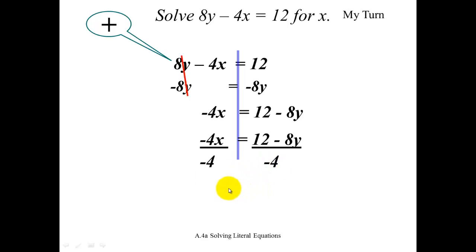Divide by negative 4 to both sides. This will cancel out. We'll get 12 minus 8y divided by negative 4. Again, we are going to separate our numerator. So 12 over negative 4, negative 8y over negative 4. Now 12 over negative 4 is negative 3. Negative 8y over negative 4 is equal to positive 2y. And then, using our commutative property, I can write this one as 2y minus 3.